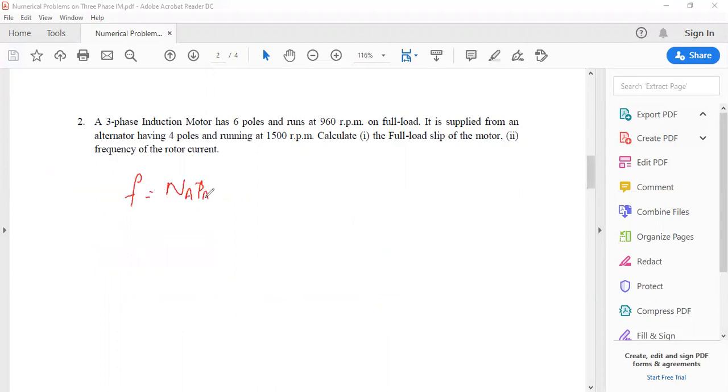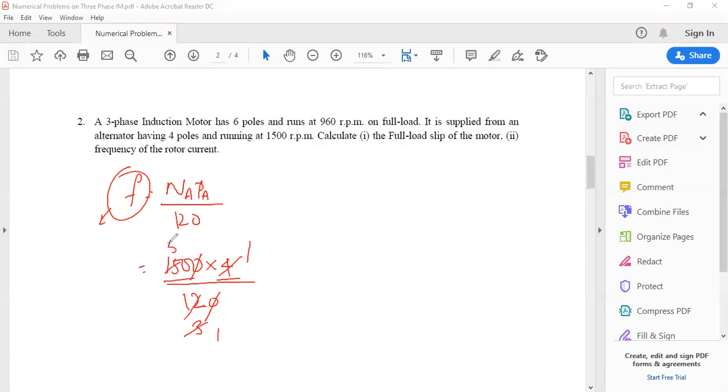So F equals NA into PA divided by 120. This is nothing but the frequency of the induced EMF. NA, the speed of the alternator, is 1500, and PA, the poles of the alternator, is 4. I'll be dividing it by 120. So the frequency is 50 Hertz. Now that I have the frequency, I need to calculate the full load slip.